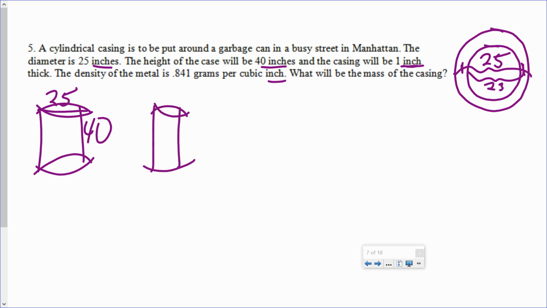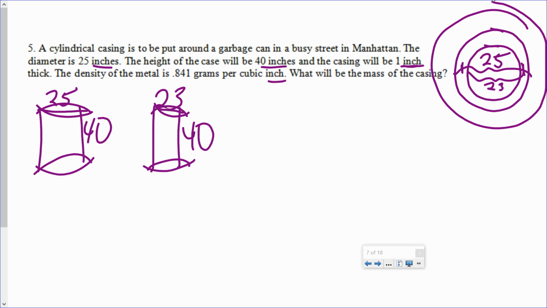So there's 2 cylinders. Whenever you have hollow, they're always the same height. The big one has a diameter of 25. The small one has a diameter of 23. And again, where did that come from? That came from my cross section right here. If it's 1 inch thick, then I'm subtracting 1 inch off of both sides. When I do that, I end up with an inner diameter of 23. So now I'm going to find the volume of both cylinders.